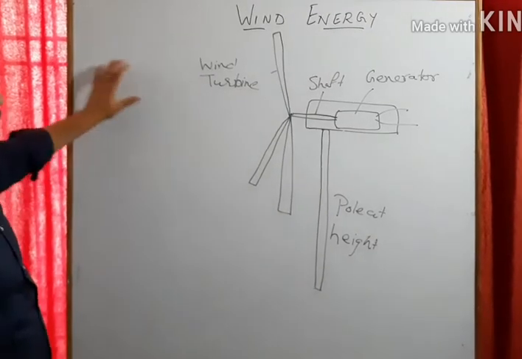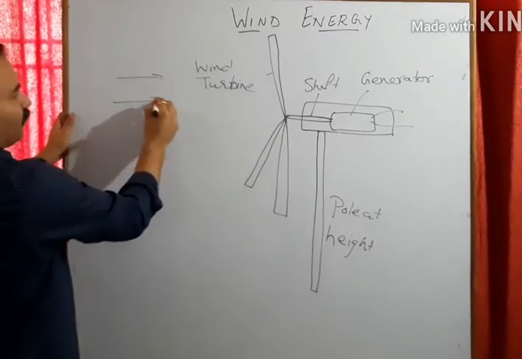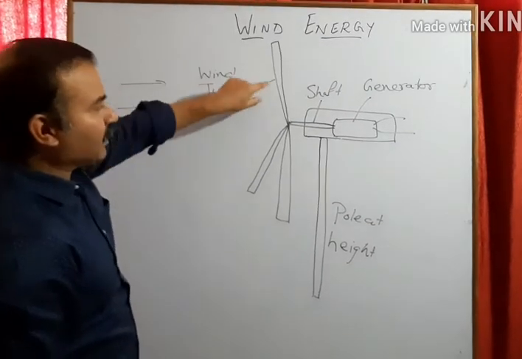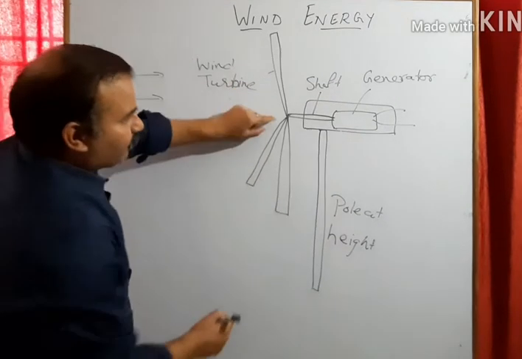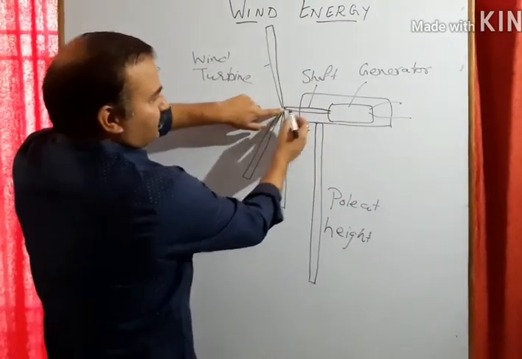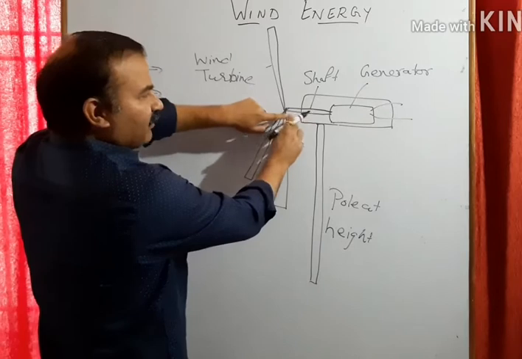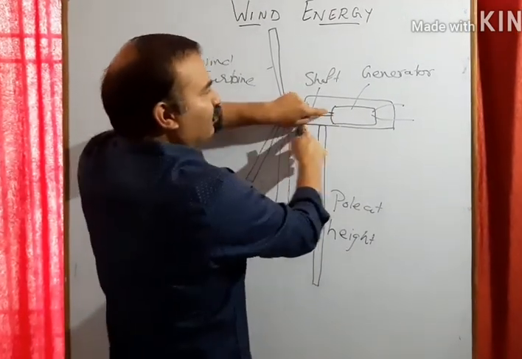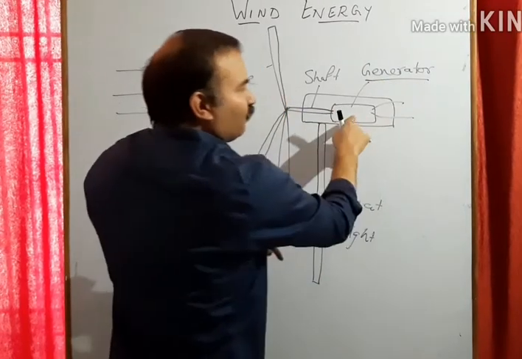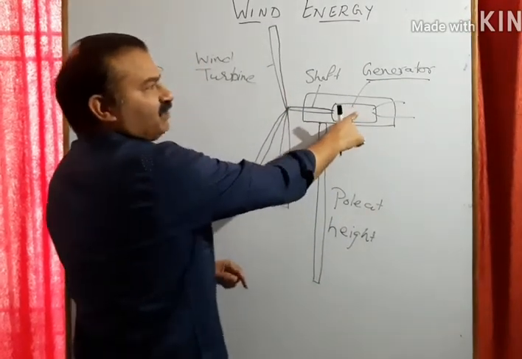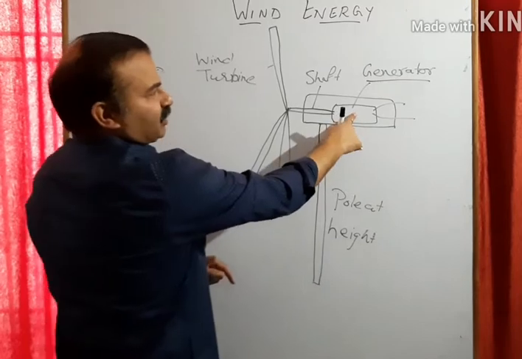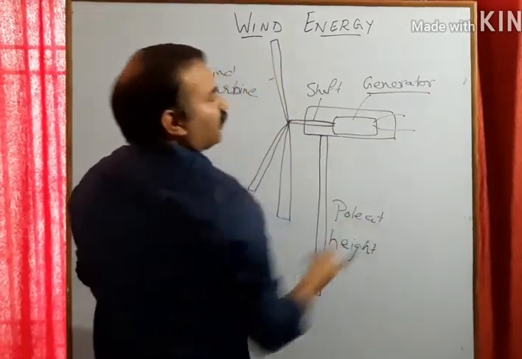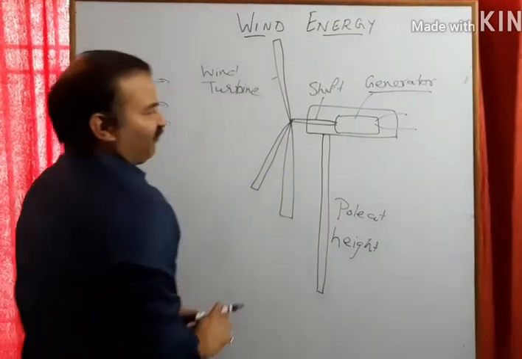Now, what happens when wind blows? When wind blows, the wind is able to move the turbine. As the turbine moves, the rod connected to it, that is the shaft, will start rotating, and as a result, the generator will work. The main function of the generator is to produce electricity. Through this wire, the electricity will pass to the transformer.